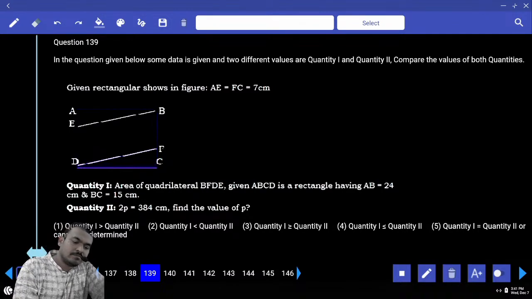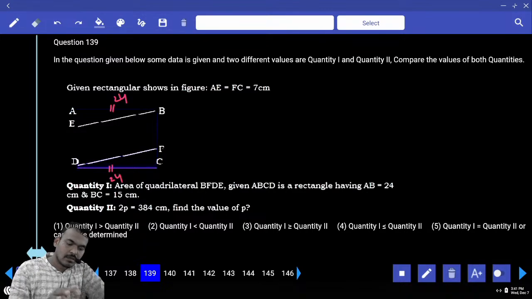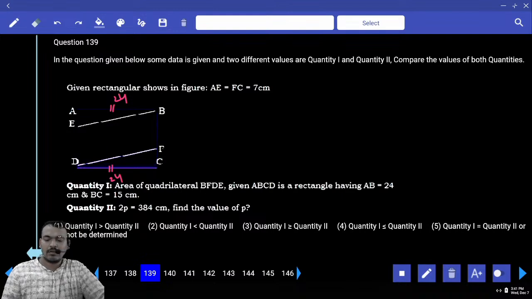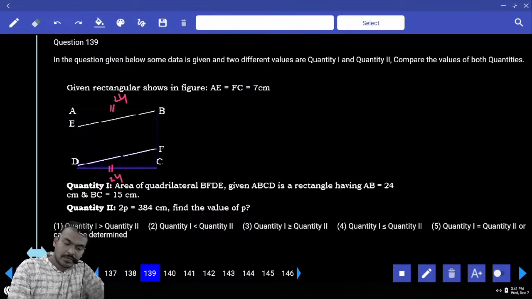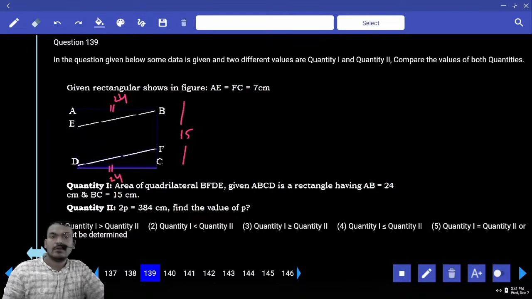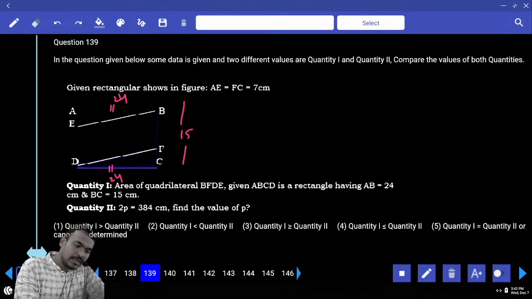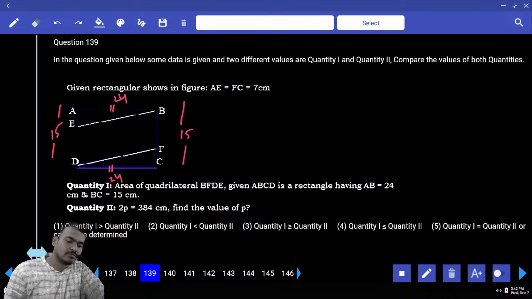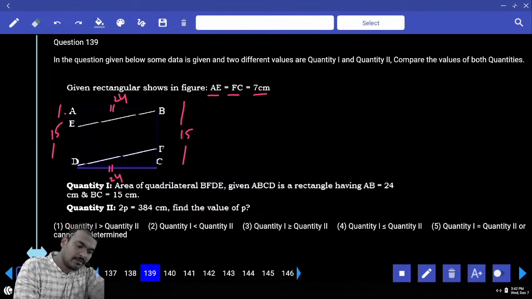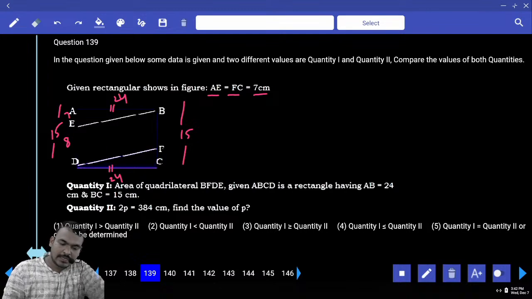What is the AB value? 24. And CD also 24. Yes or no? Next, what is the BC value? 15. BC is 15 means AD also 15 or not? Yes or no? Next, already we know the AE and FC values. What is the AE value? 7. AE 7 means ED value 8 or not? Okay. Next, FC value also given 7 or not?